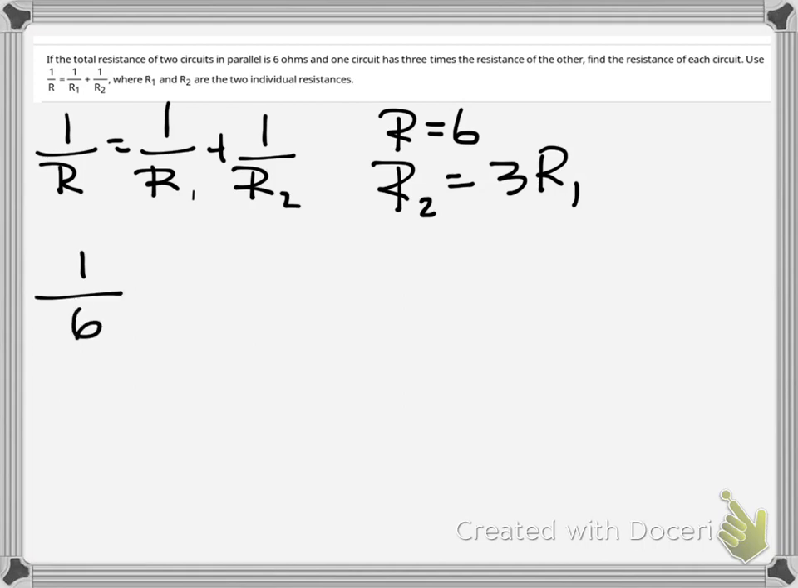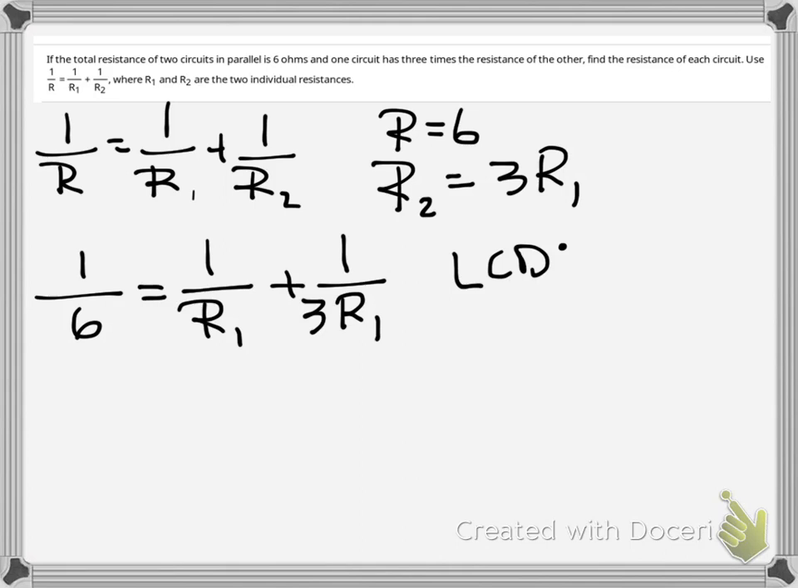And then now all it is just kind of substituting these values into your formula. So instead of 1 over R, we'll have 1 over 6. We'll go ahead and write that first fraction as 1 over R sub 1. And then I'm going to substitute R sub 2 with 3 times R sub 1. The idea being that we just want to get an equation where everything is in terms of just one variable. In this case, R sub 1.